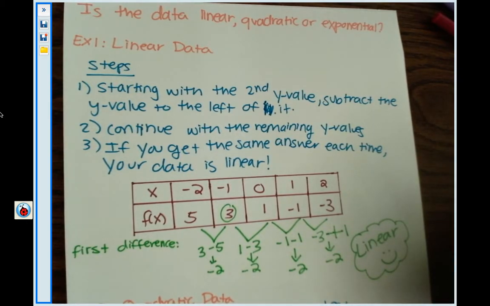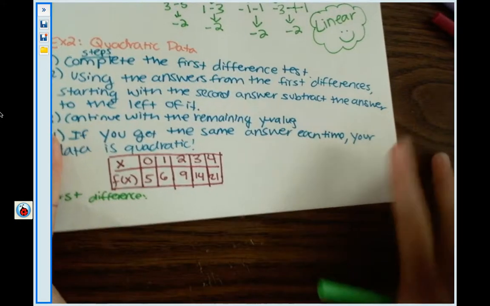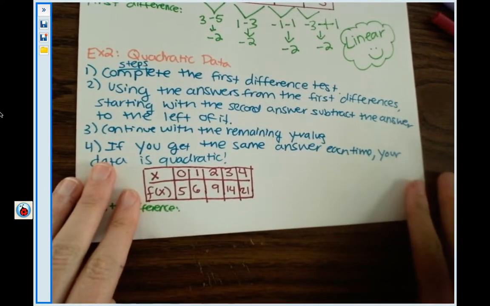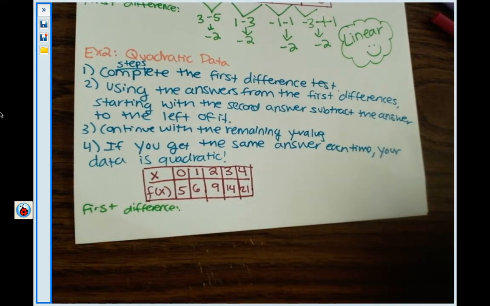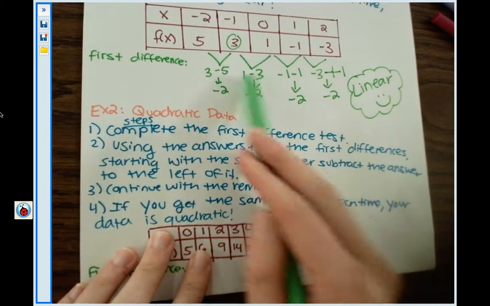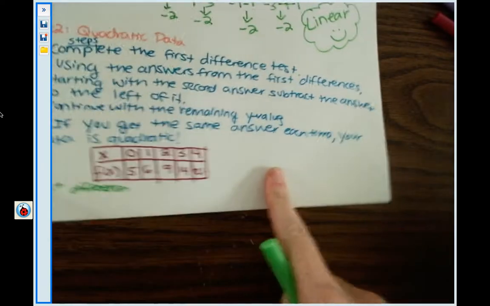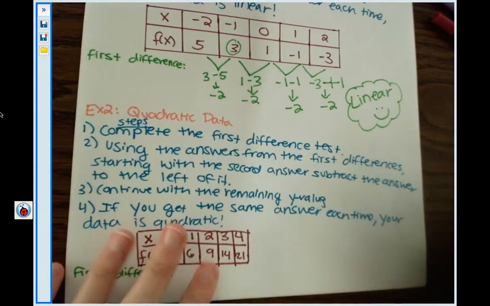Okay, now example 2. Kind of similar to example 1, but we have to take it a step further. So the next type of data we're going to look at is quadratic data. The first thing we're going to do is complete the first difference test. So basically, I'm going to repeat what we did up here, and I'm going to show you what happens when you do that with some quadratic data.